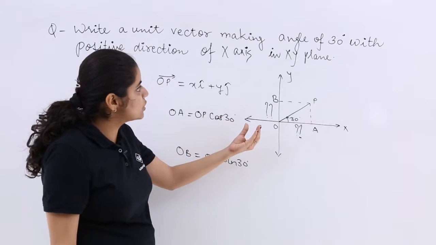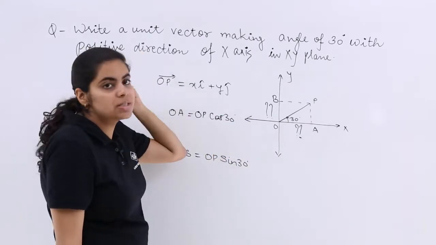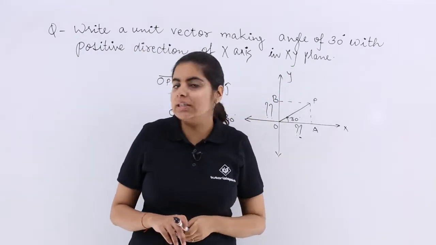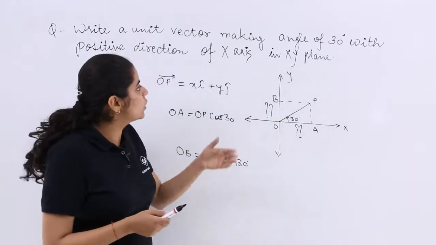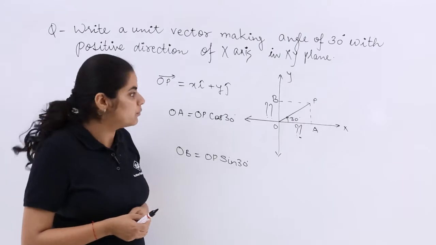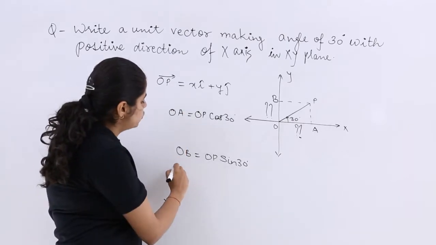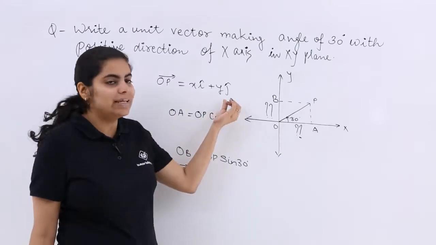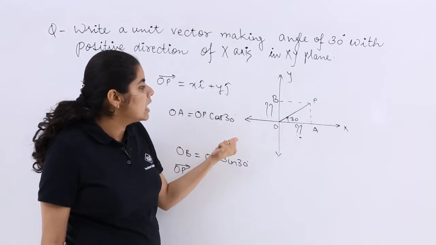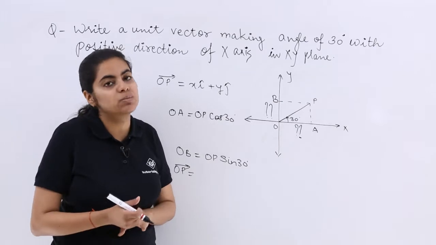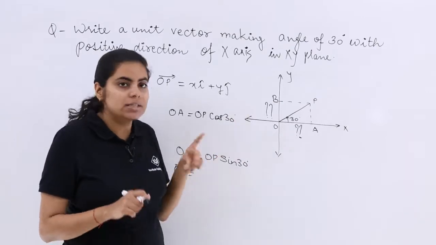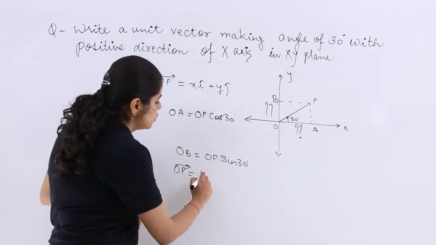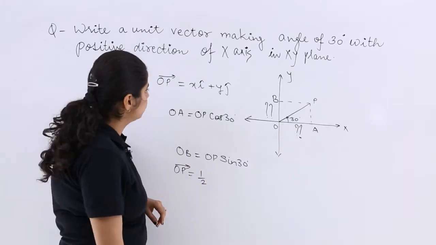Now, how to do this question? Let's move to this question statement again. It says, write a unit vector making angle of 30 degree with the positive direction of x-axis in the xy plane. So, the answer should be what? It should be OP vector is equal to x i cap plus y j cap. What is x? I know cos 30 degree is what I need to suppose. Now, OP being a unit vector has magnitude 1.